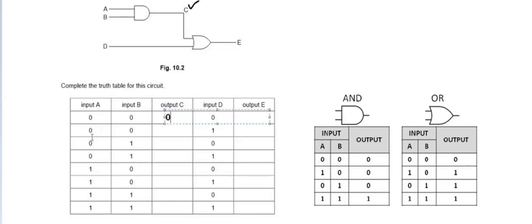Then the second is the same case, 0 and 0 inputs. So again the output is 0, so I put the same 0. Then the third case, inputs are 0 and 1. You can see in this third row, input 0 and 1, the output is 0. Again I put 0 here. Then the fourth case is the same, 0 and 1, so again the output will be 0.